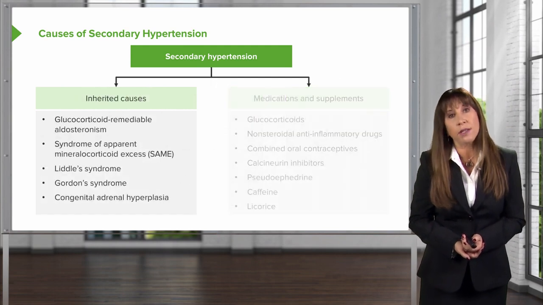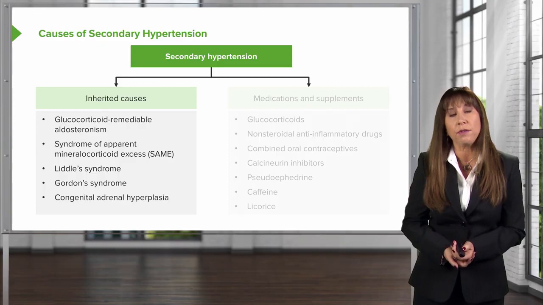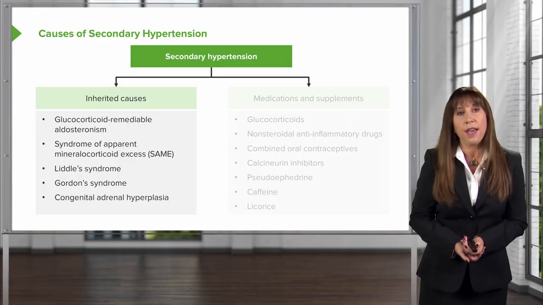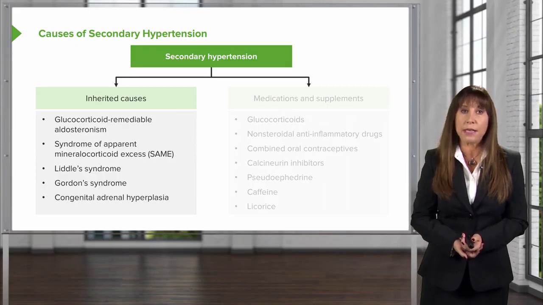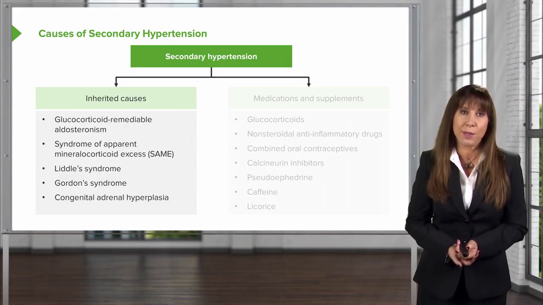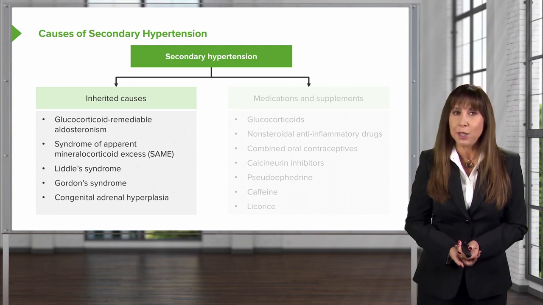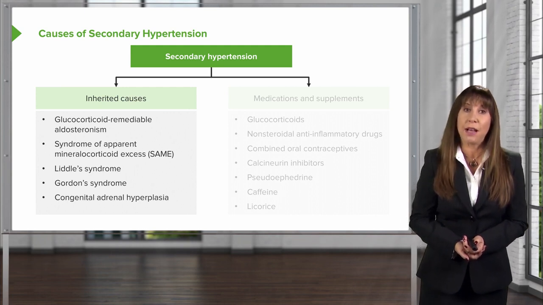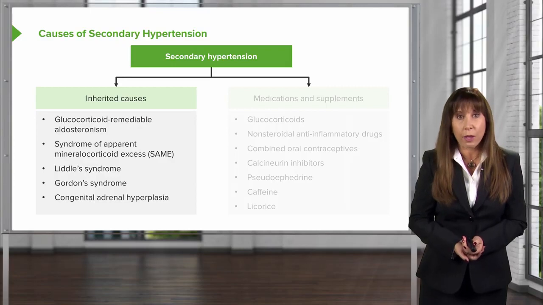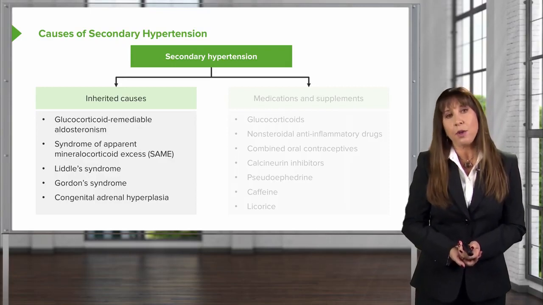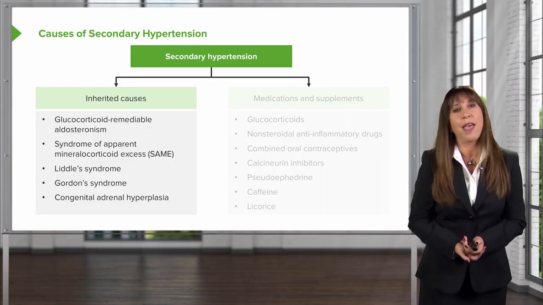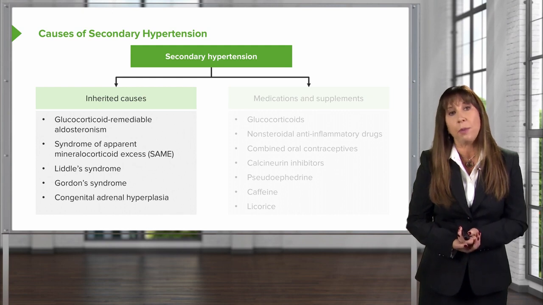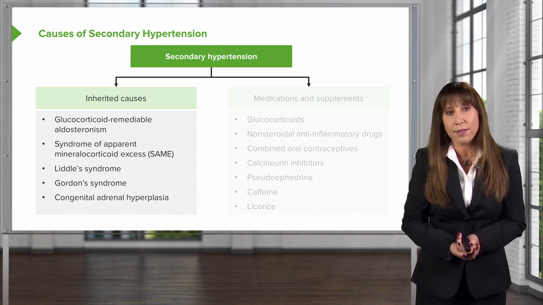There are a couple of other causes to think about in terms of secondary hypertension. Inherited causes. These are a little bit more obscure, but you should be aware of what they are. There are things like glucocorticoid-remediable aldosteronism. It's quite a mouthful, but essentially it is ACTH-dependent aldosterone production. So people have mineralocorticoid excess. There's also something called syndrome of apparent mineralocorticoid excess, another mouthful, but this is something that causes excess cortisol levels that activate mineralocorticoid receptors.